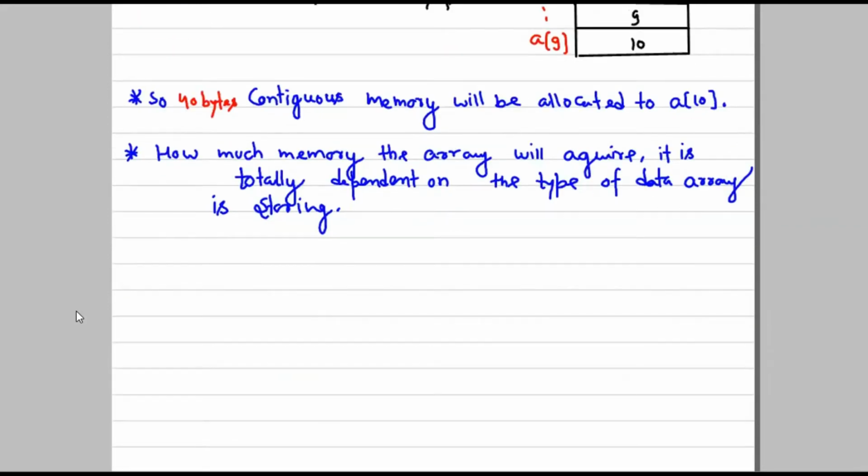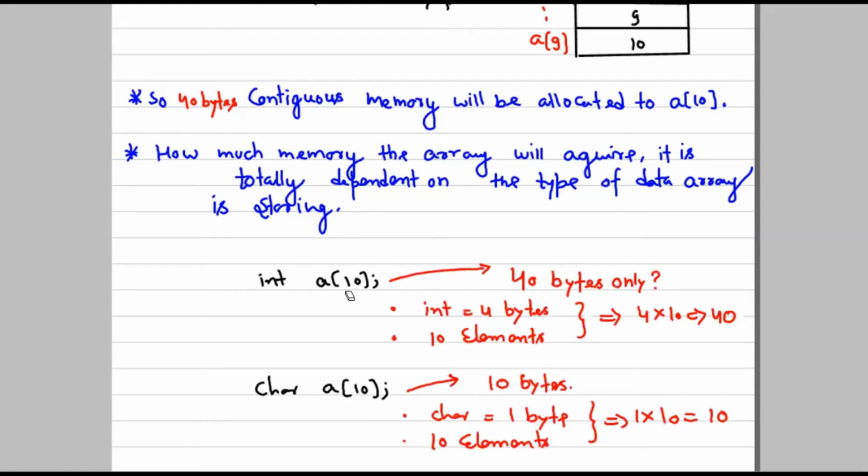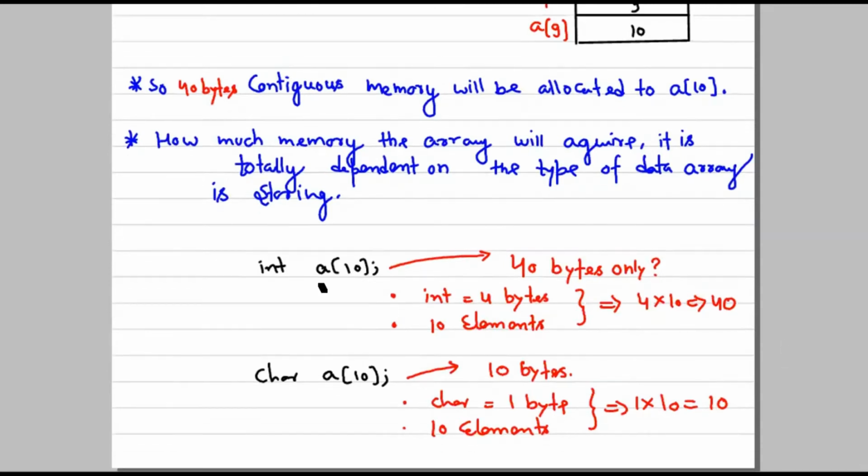We can discuss in detail the integer and the character array. Let's say we have an integer array of 10 elements. It is taking 40 bytes. Why? Because an integer is 4 bytes and we have 10 elements. In case of a character array of 10 elements, one character equals 1 byte, so 1 times 10, it will take 10 bytes in memory. So this is about the primary data types.